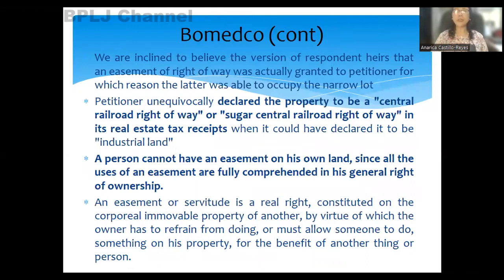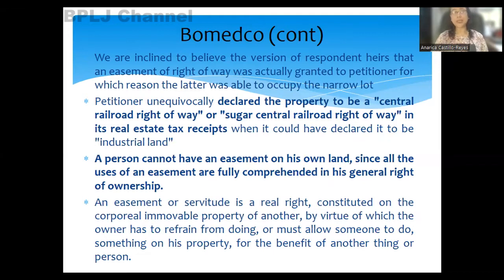However, it was discovered that Bomedco declared the property to be a Sugar Central Railroad right of way in its real estate tax receipts. So in the tax declaration as well as in the tax receipts, they describe the narrow lot as a central railroad right of way. So when it is a right of way, it is necessarily an easement. Now the question is, can an easement be acquired through prescription?